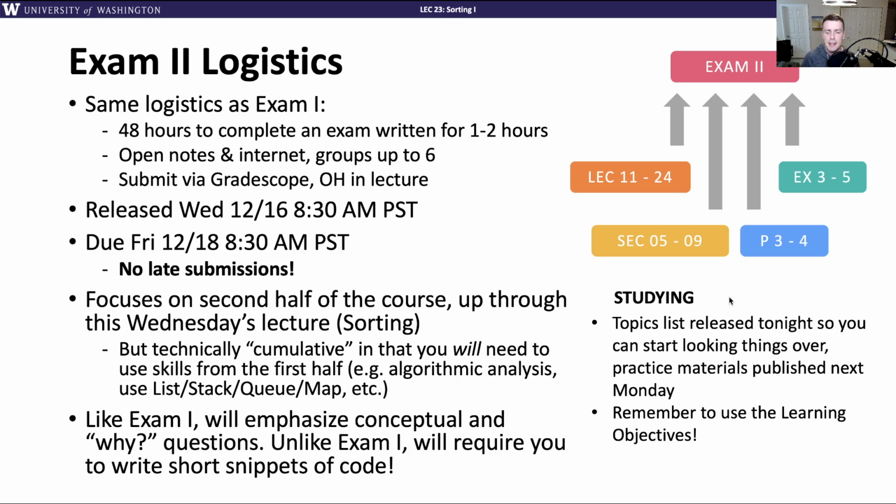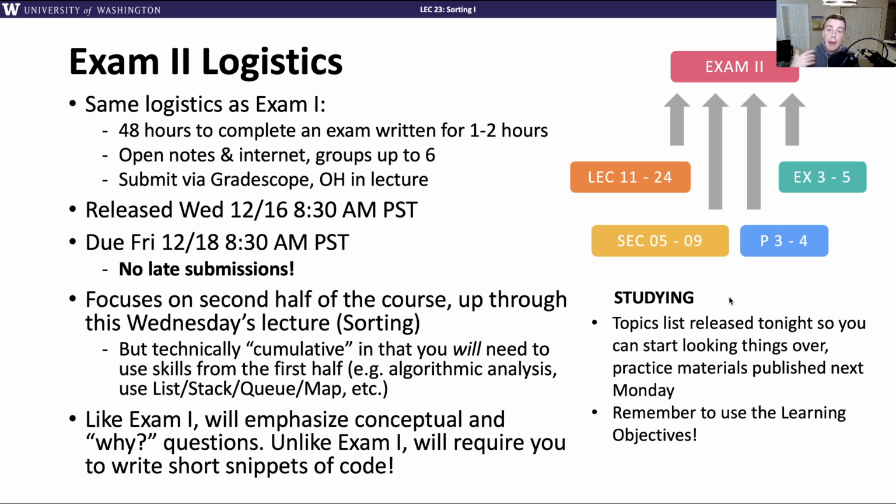Now, in some sense, I can't say the exam's not cumulative because you're going to need big O analysis. You're going to need to understand what a map is, what a stack is, what a queue is. But the emphasis on the exam is the stuff that we covered after Exam 1. So I'm really emphasizing testing those concepts. But yeah, the quarter builds off of itself. We've been using big O analysis the whole quarter, so it's going to show up again.